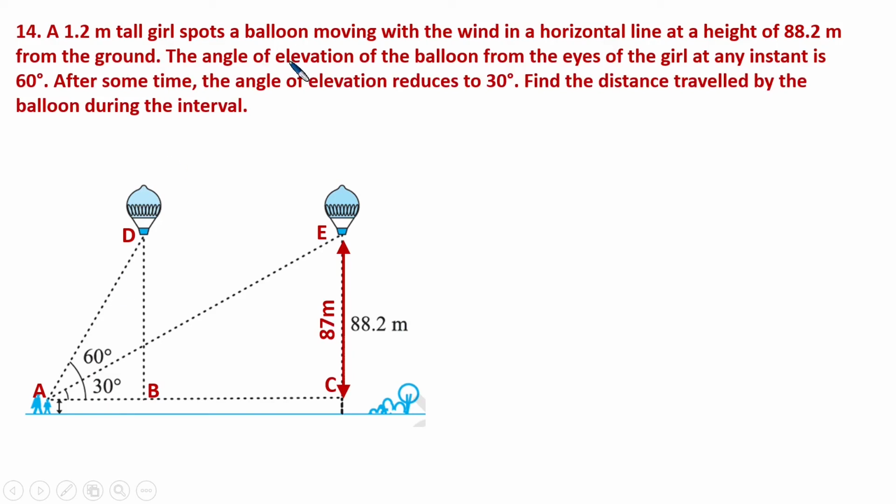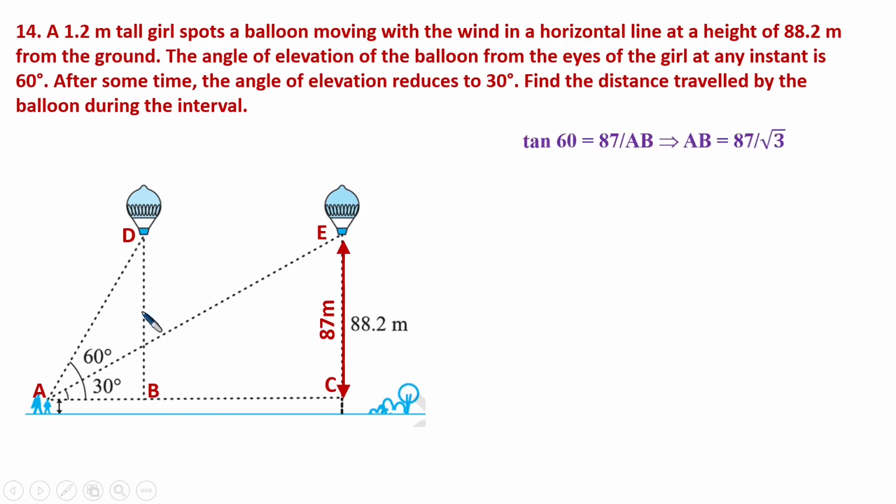So what is it saying? The angle of elevation of the balloon from the eye of the girl at any instant, initially the balloon is moving there, so initially it is 60 degrees. After some time the angle of elevation reduces to 30 degrees because it's going far away. So this is the elevation. Find the distance traveled by the balloon during the interval. So in that time, what is the distance between here and here? That is distance BC.